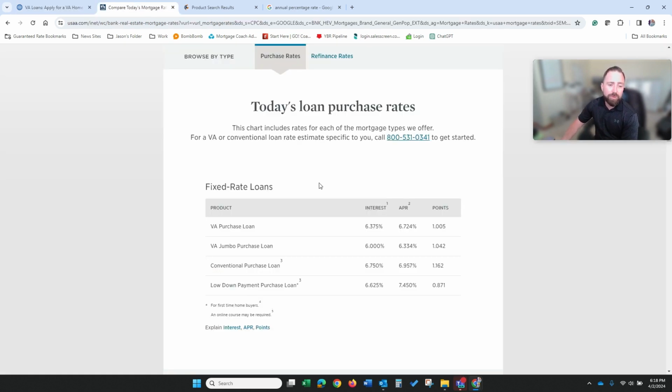Then if you go to USAA, same thing. They're a little bit more straightforward. They don't have any additional hidden fees. However, they are charging 1 point to get that rate.